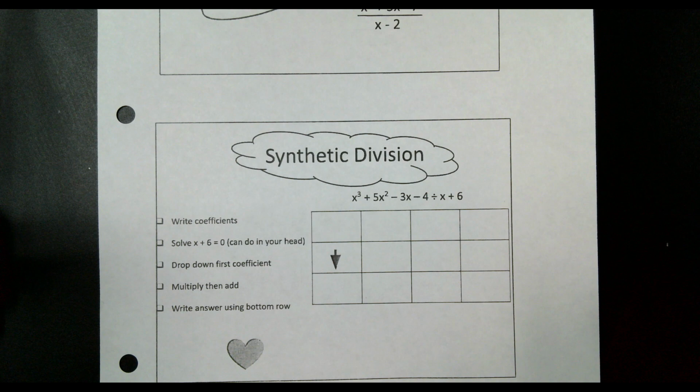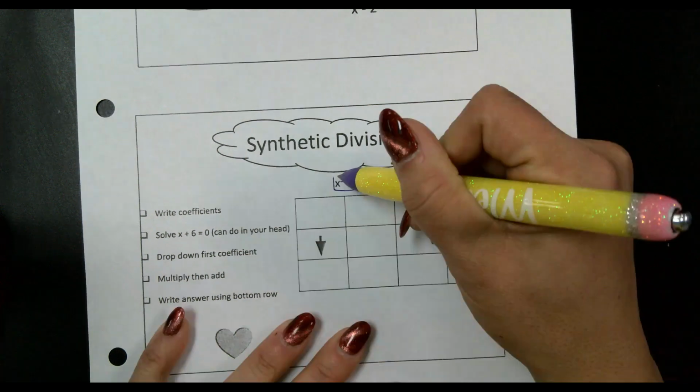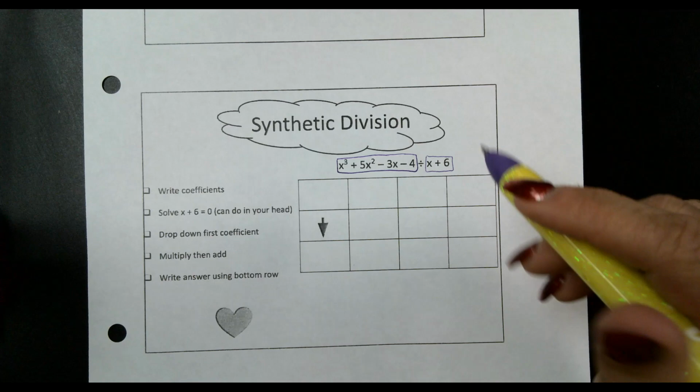Okay, so what you guys are going to be given is a problem like this, where they have a binomial and we're dividing by x plus 6. Now, these boxes are not typically given, you do it on your own. I usually just draw the boxes and split it up into rows and columns.